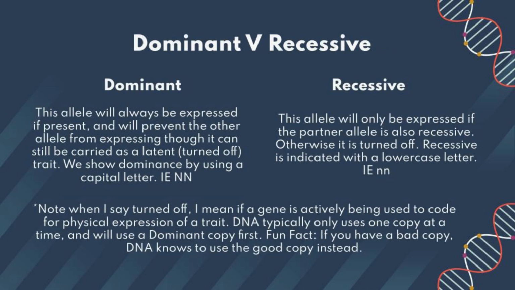We also talk about dominant versus recessive. So in Mendelian inheritance, we have dominant alleles, and when there are dominant alleles, they will always be expressed when present, and they will prevent the other allele from expressing, though it'll still be carried as a lead, so it'll be turned off. And we show dominance by using a capital letter. So in this case, capital N, that's a homozygous dominant genotype.